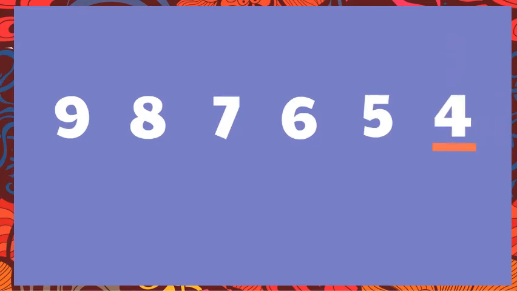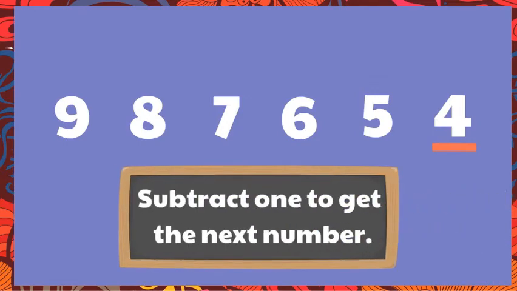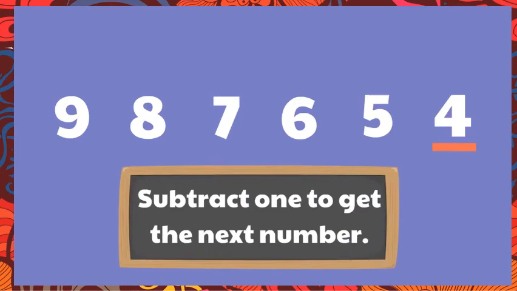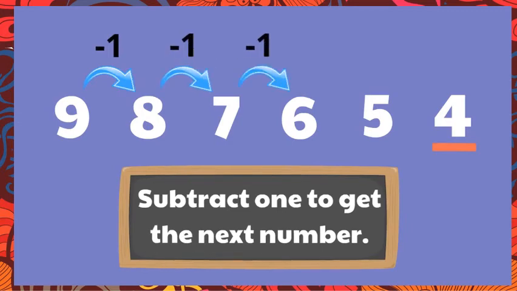How do we know that this missing number is the number 4? Well, what rule did you notice the pattern was following? Yes, subtract 1 to get the next number. So the first number is 9, and the next number is 1 less than 9, 8. Then you subtract 1 to get 7. You subtract 1 to get 6. You subtract 1 to get 5, and finally you subtract 1 from 5 to get our answer, 4.